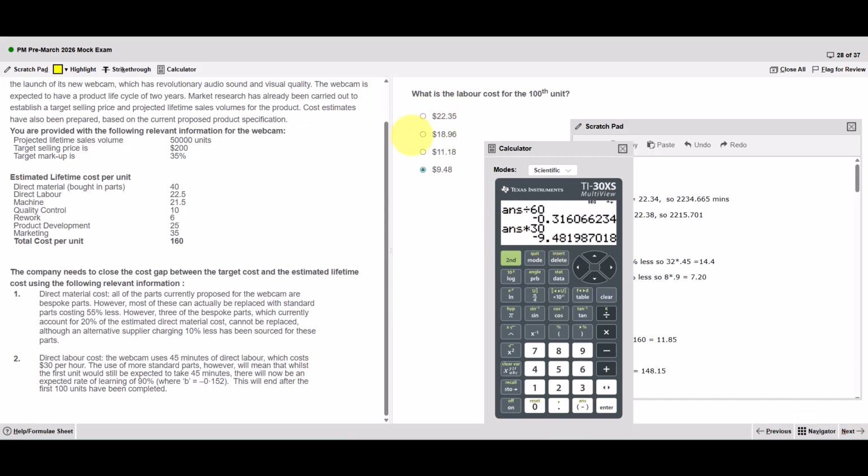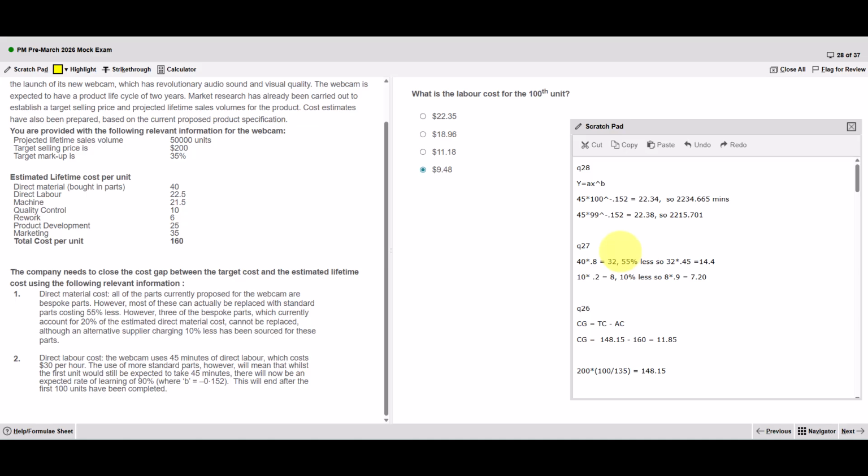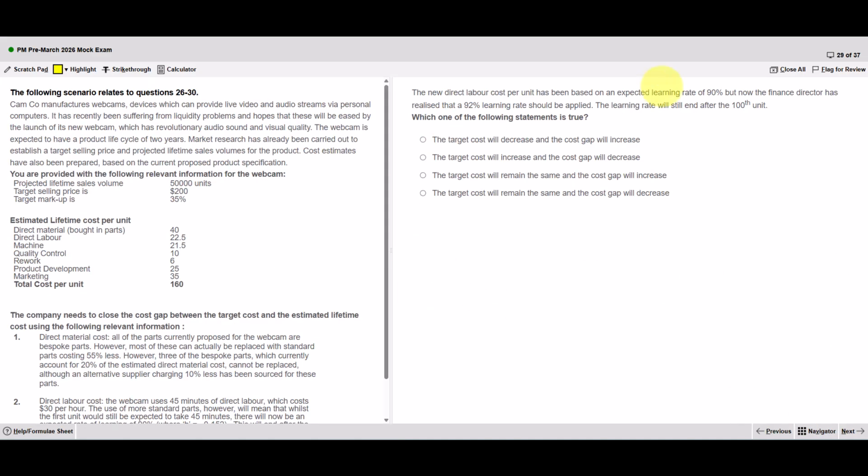You remember at the start I said these top two felt a bit close to the time for the first unit, and I wouldn't be surprised if this third distractor also is if you've done a small error somewhere in the calculation. Okay, question 29, which of the following statements is true?